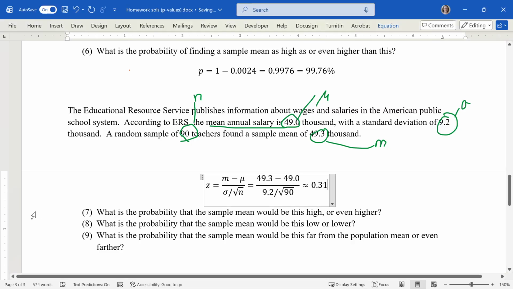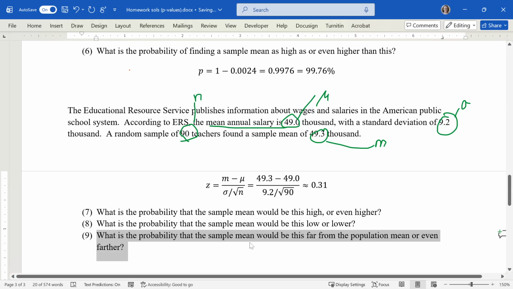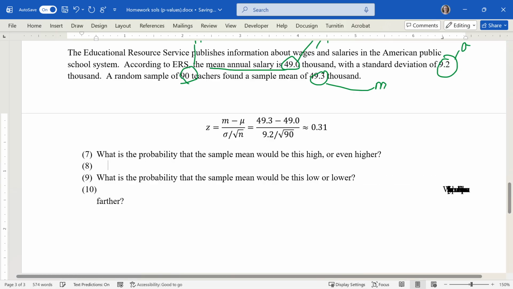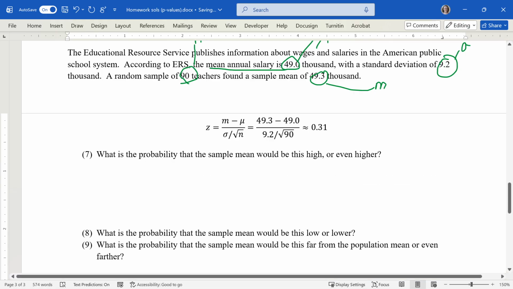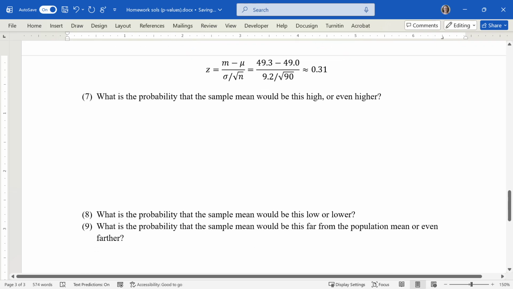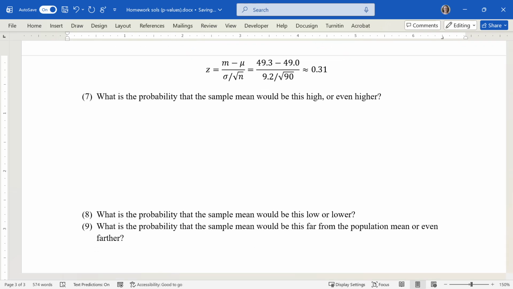All right, so what is the probability that the sample mean would be this high or even higher? So that's a right tail. This low or even lower, that's a left tail. This far or even farther, that is a two tail. So let's just go through all three of these. Going to pause it and do another beautiful thumb drawing.